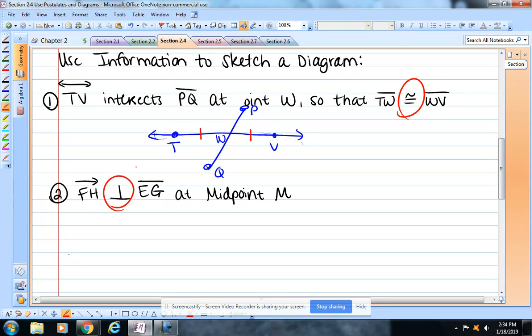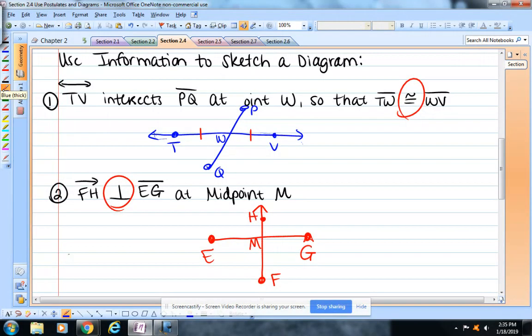So, to me it sounds like we got segment EG hanging out right here. EG. And I have this ray called FH with the endpoint of F. And H can be anywhere. H can be up here, or H can be down here. But it intersects the segment at the midpoint M. So there's two more symbols I need to show on here.